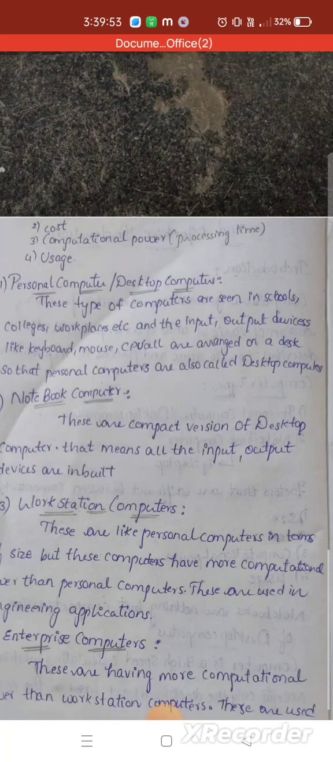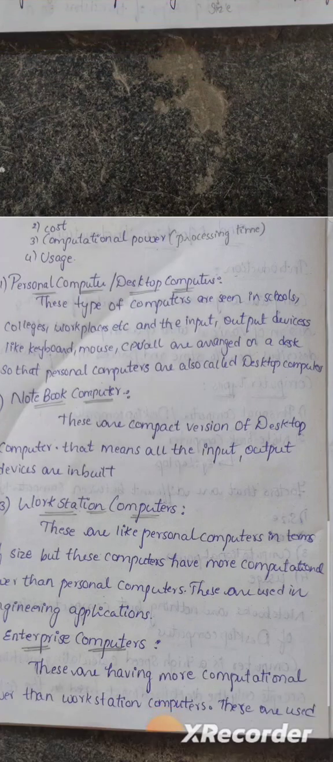We have different types of computers, and the first computer we know is the personal computer, or the desktop computer. These types of computers are majorly seen in schools, colleges, workplaces, etc. The input and output devices of these computers, like keyboard, mouse, and CPU, are all arranged on a desk. So the reason we call these desktop computers, and also personal computers. These are the computers we have majorly used in schools.